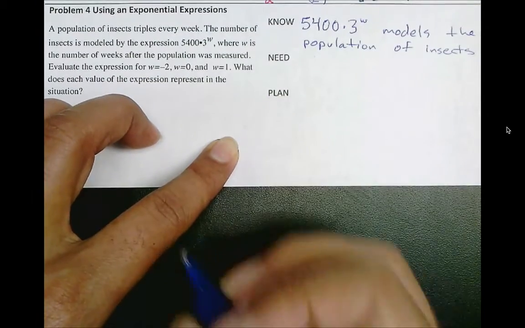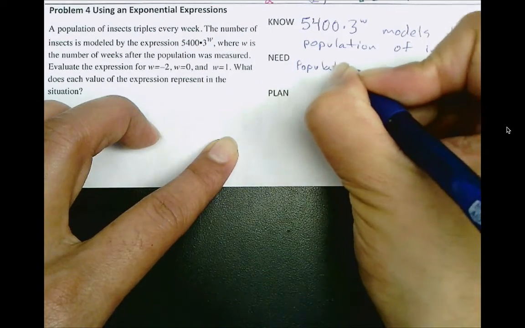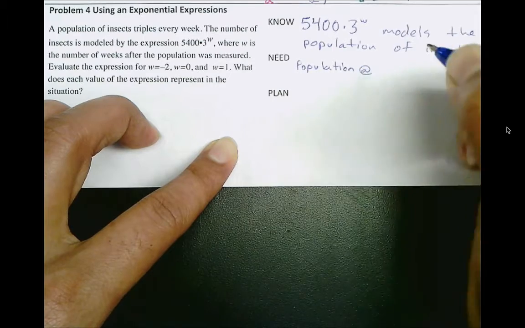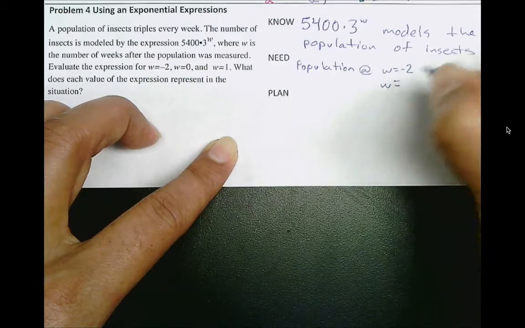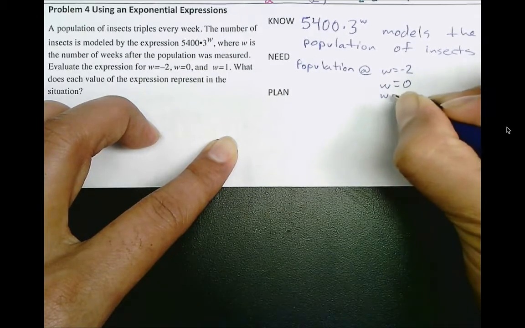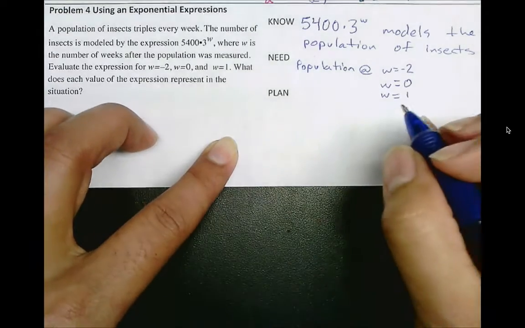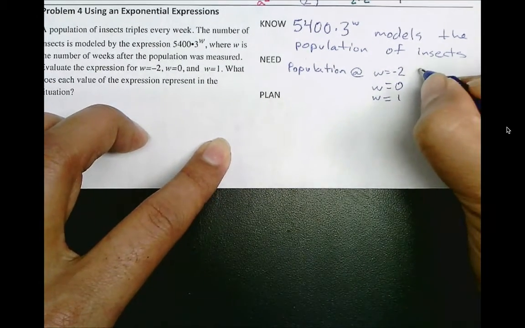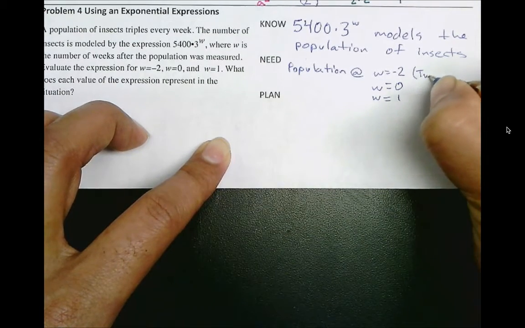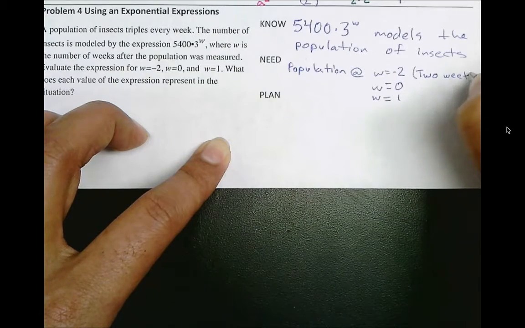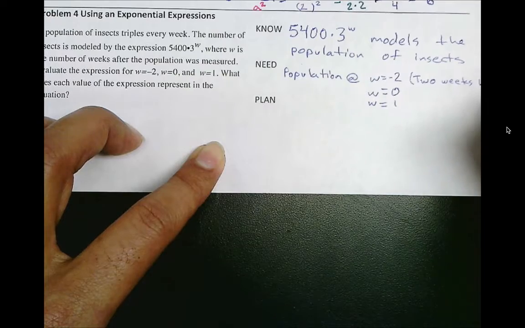What do we need? We are asked to find the population at w equals -2, w equals 0, and w equals 1. What do each of these represent? W equals -2, so negative in this case would represent 2 weeks before. So 2 weeks before the measurement or the count of the insects.